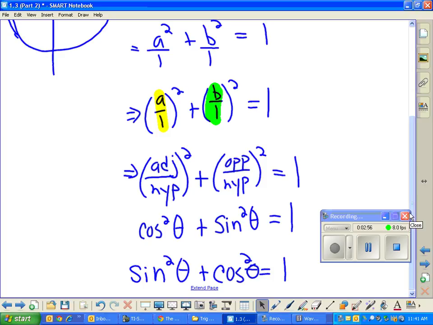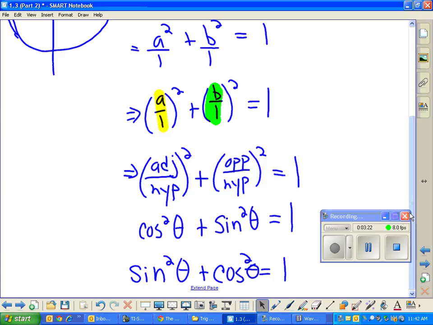Adjacent over hypotenuse is equal to what? Adjacent over hypotenuse, that's like our trig ratios from that right triangle trig packet. What's it equal to? Adjacent over hypotenuse? Cosine. Adjacent over hypotenuse is cosine, and opposite over hypotenuse is sine.